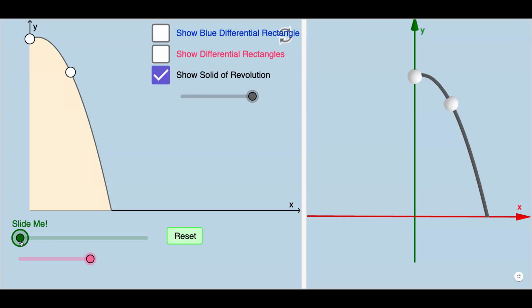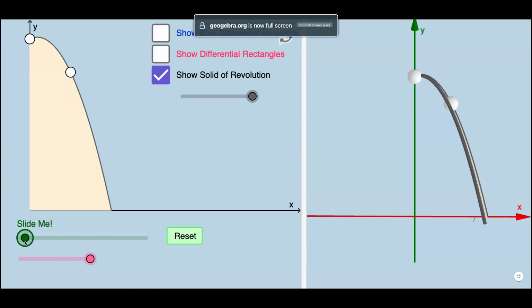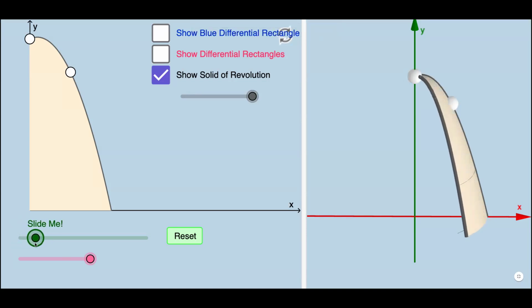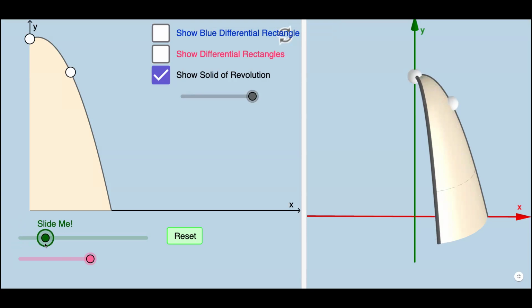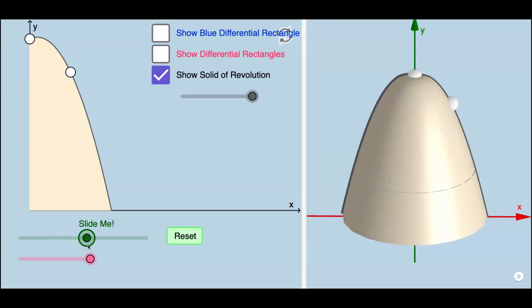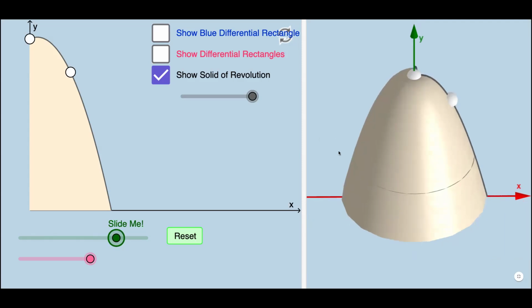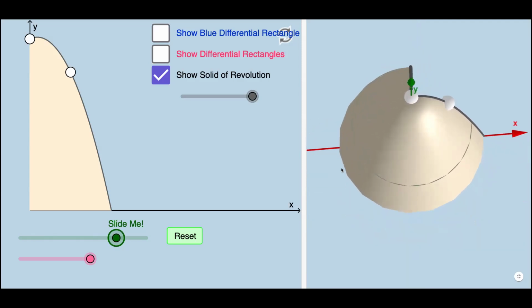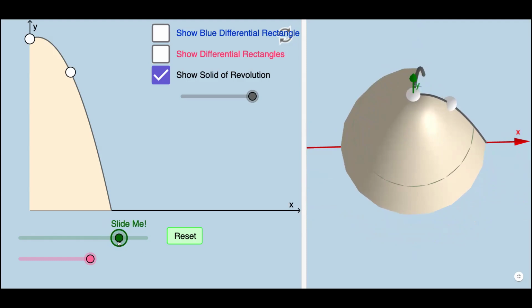I think it's that one. So this is going to control how much you have rotated the region. So let's see this happening. You have rotated here about 90 degrees, right? And then you keep going, you keep going. Now we're at 270. And then you keep going, 360, then you're back to where you started, right?